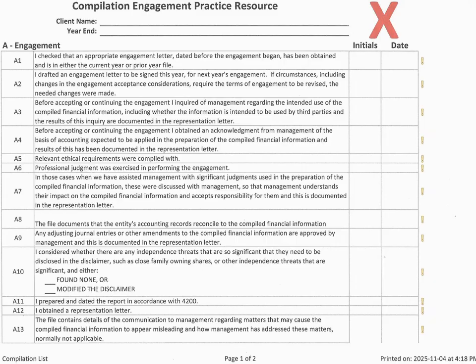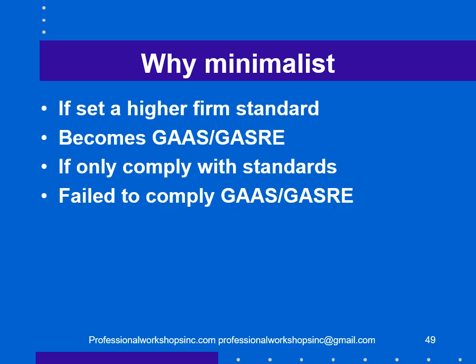So same thing, yellow exclamation point that turns into a green check mark, and it tries to stick very closely to the language of the standard. Now, why do you want to have forms that are minimalist, that just meet the standard? If you set a higher firm standard, it becomes GAS, or generally accepted standards for review engagements. And if you then only comply with standards, but not the higher standard you've set, you have failed to comply with GAS or review standards. So be careful if you decide to set your firm standard higher than what is required in the handbook.